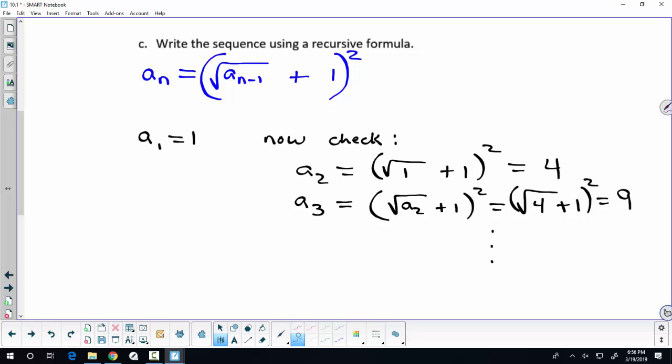Again, we could also represent that. We could say that a sub n plus 1 is the square root of a sub n plus 1 squared. Not a of n minus 1, just a of n.